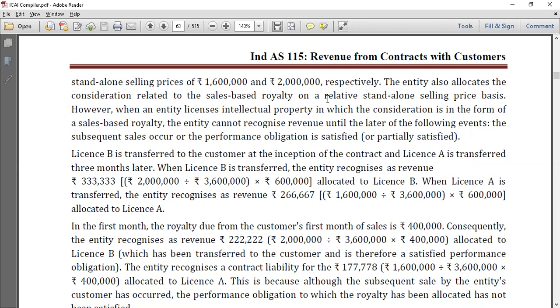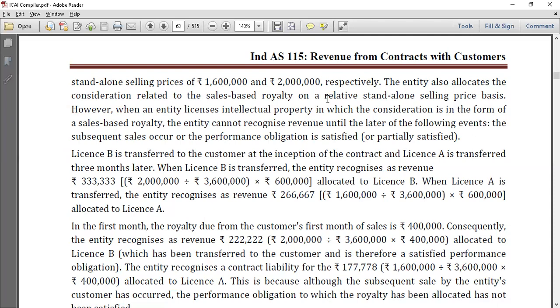Either of the two occurred, whichever is later, then revenue will be recognized. For what? Intellectual property. Here, license B is transferred to the customer at the inception itself, and 3 months later, in the second case, license B will be transferred. Whenever license B is transferred, the entity recognizes revenue.